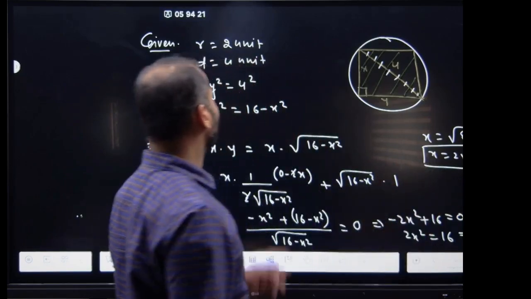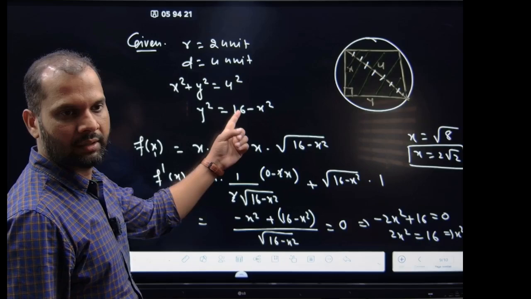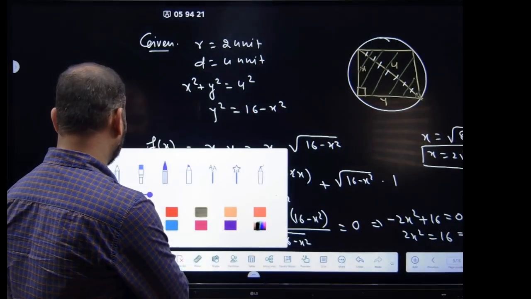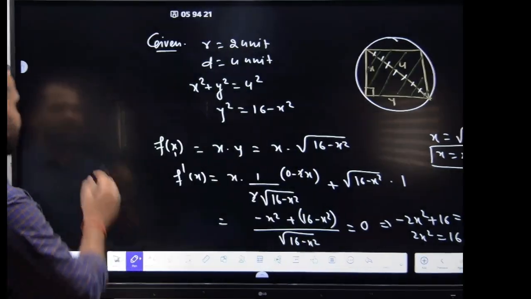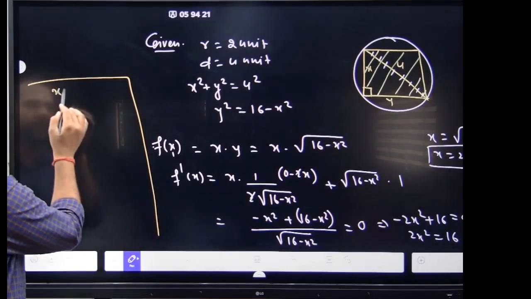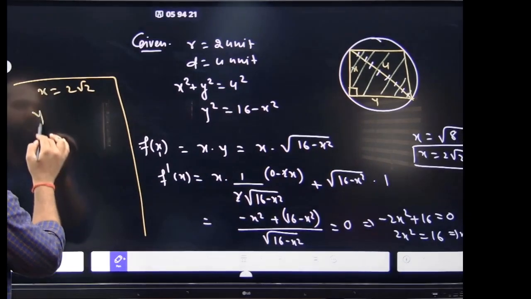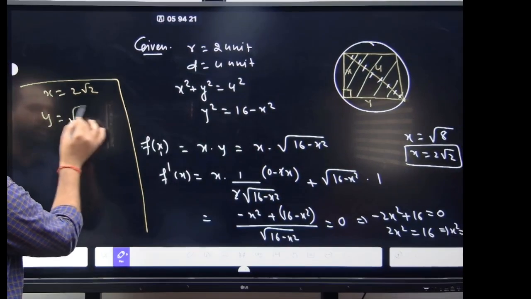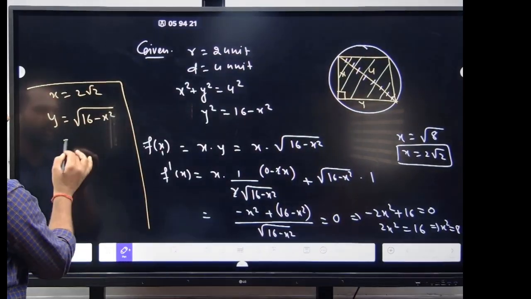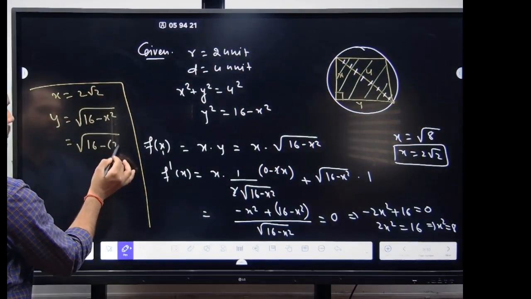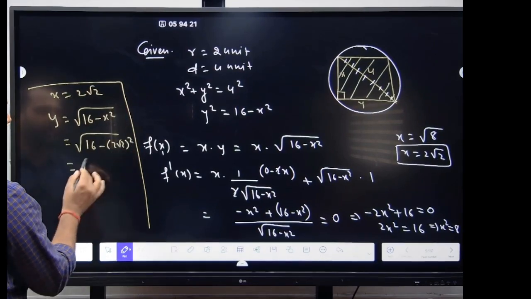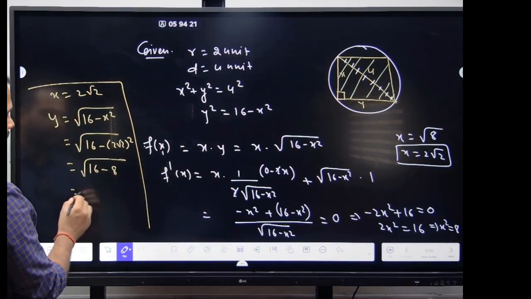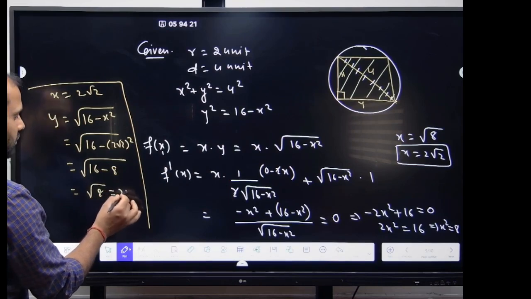So if x is 2 root 2, you can calculate y from here. How much will y be? y is nothing but root under 16 minus x square. If you solve 16 minus 2 root 2 whole square, what will it be? 16 minus 8, because it came from 8 only, right? What is this then? Root 8. Oh, this is also 2 root 2.